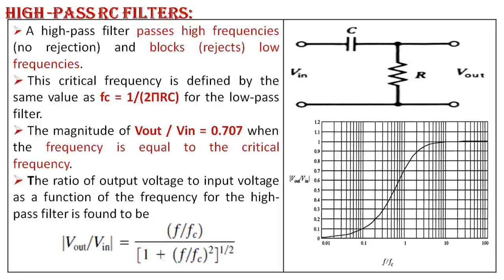The ratio of output voltage to input voltage as a function of the frequency for the high pass filter is found to be Vout / Vin = (f/fc) / square root of (1 + (f/fc) squared). So the diagram shows the frequency response and the circuit.